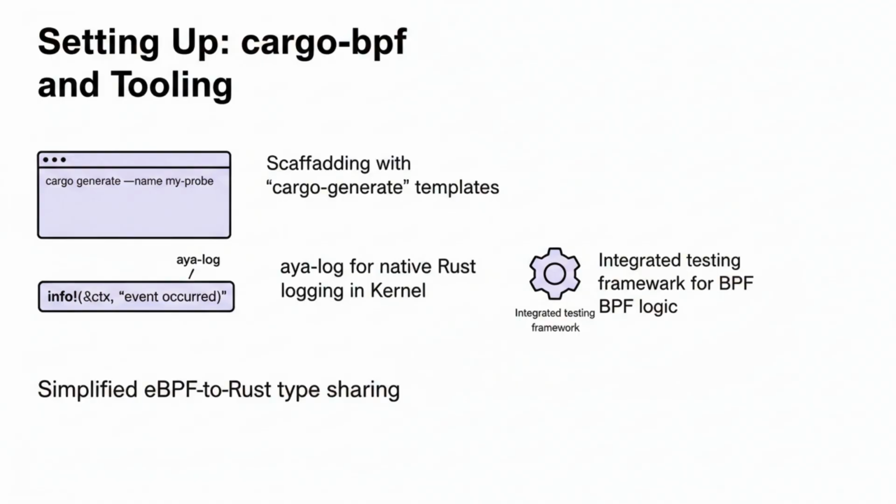The Aya log crate is another essential component. It allows us to use the standard log macros inside our eBPF code, sending messages back to user space for debugging. This solves the age-old eBPF problem of bpf_printk being difficult to manage. With these tools, your development cycle mirrors a standard Rust workflow, significantly lowering the barrier to entry for infrastructure teams who need to build custom observability probes quickly.